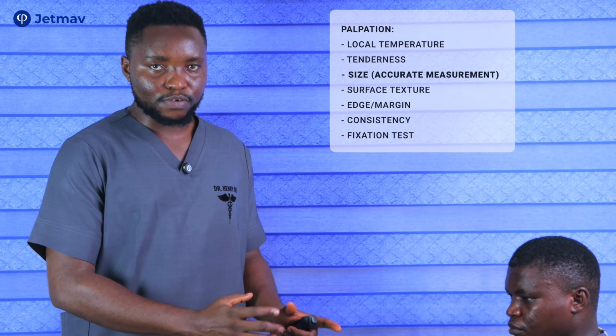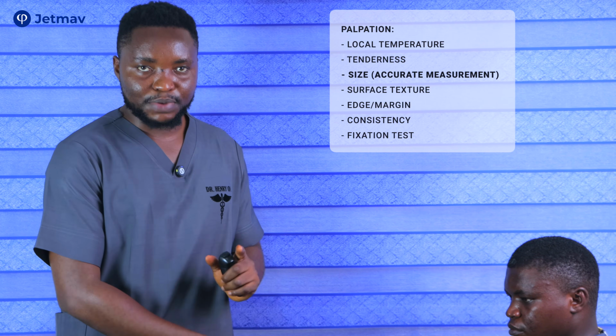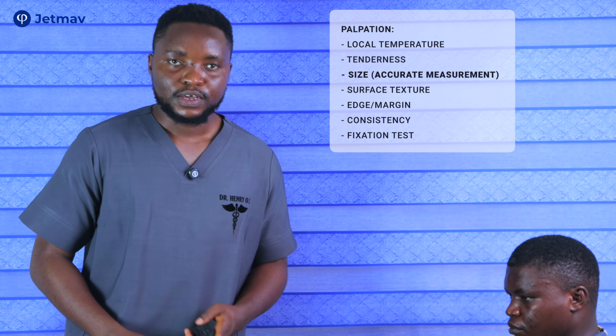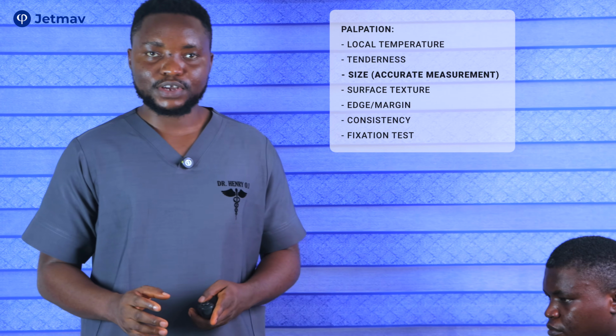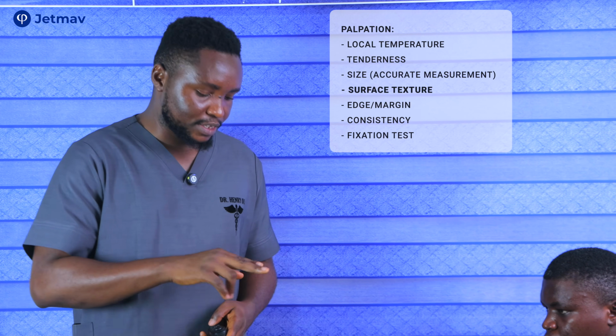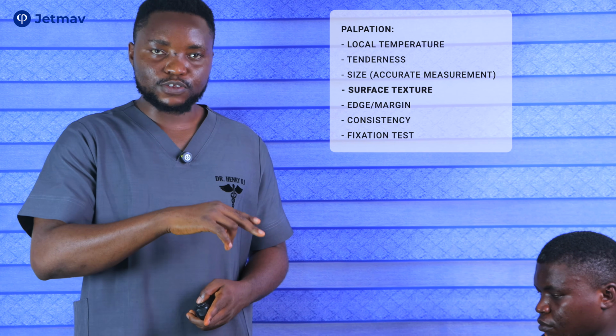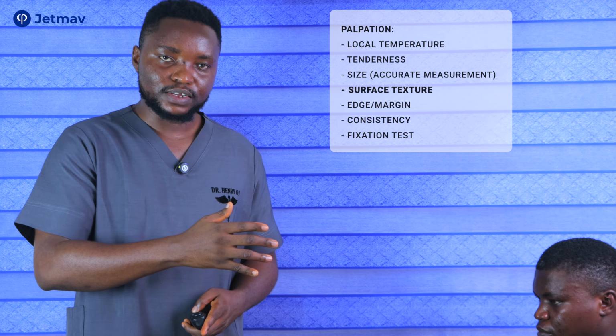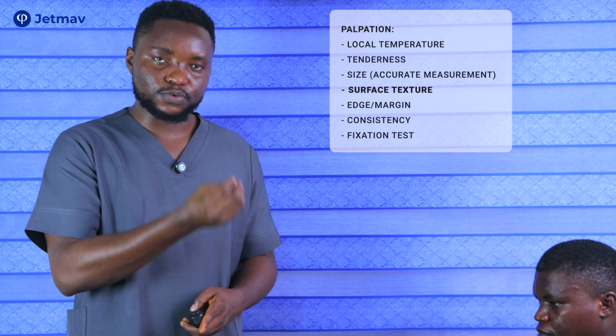Now, if the mass is big enough, you also have to measure the height, which is 3 dimensions. But for this mass, we're going to measure 2 dimensions, which is 4 by 2 cm. Now, when you're done with the measurements, the next thing you're going to check is the surface. You're going to palpate to note the surface texture, to know if the surface feels smooth and regular throughout, or if it is lobulated, or if it is nodular, there are nodules, or if it is rough.